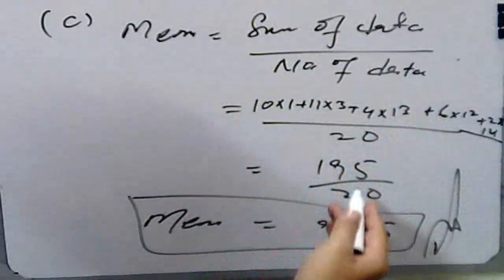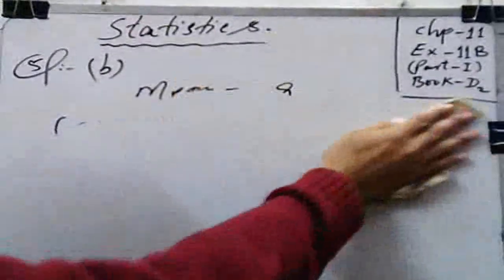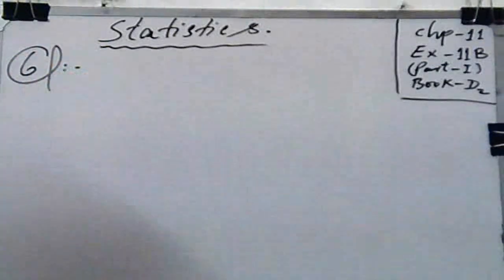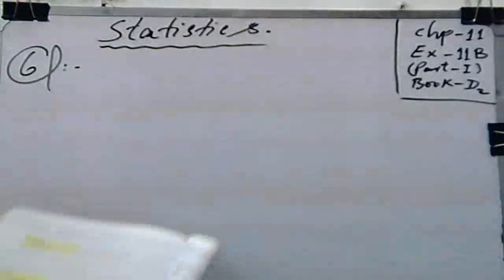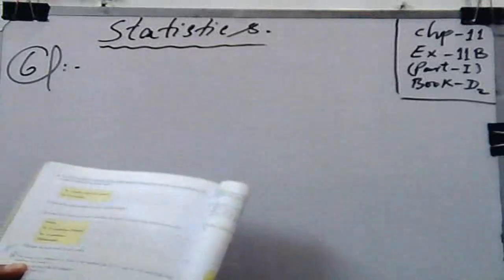Now coming to the question number 6. In question number 6, in a soccer season, a soccer team played 30 matches. The table is given below. You can see the table. In this table, calculate the mean number of goals scored per match. Okay, now how can we solve?